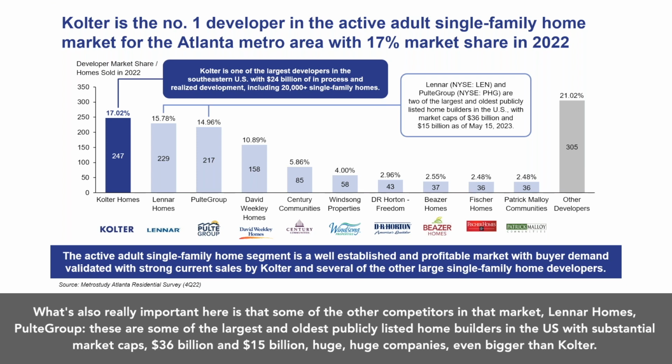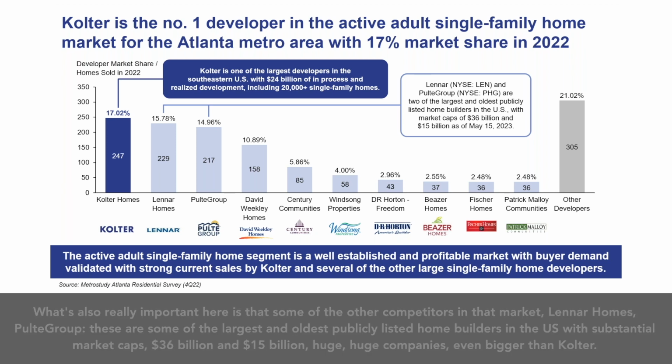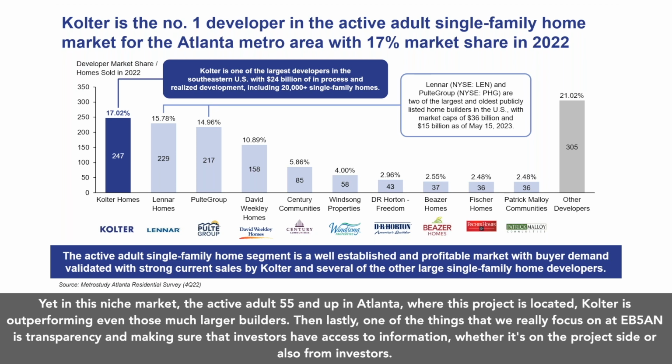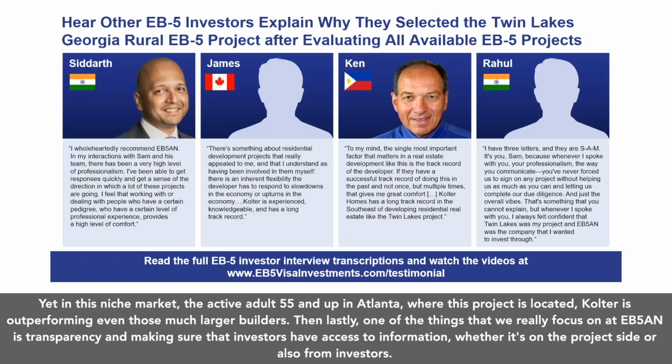And what's also really important here is that some of the other competitors in that market, Lennar Homes, Pulte Group, these are some of the largest and oldest publicly listed home builders in the U.S. with substantial market caps, 36 billion and 15 billion, huge companies, even bigger than Coulter. And yet, in this niche market, the active adult, 55 and up in Atlanta, where this project is located, Coulter is outperforming even those much larger builders.